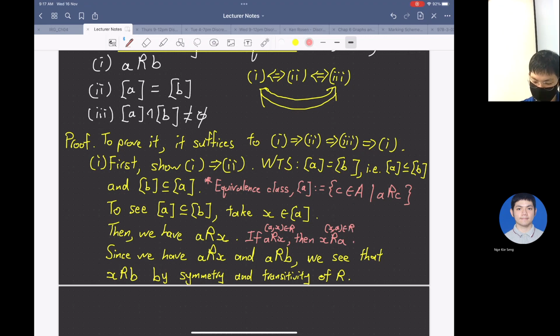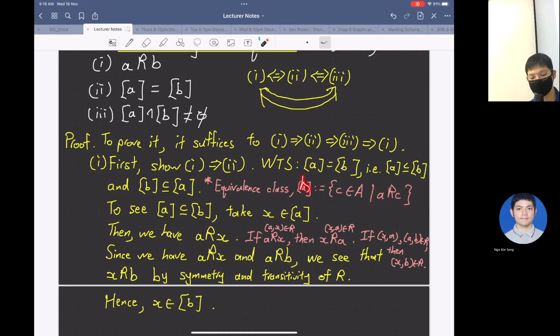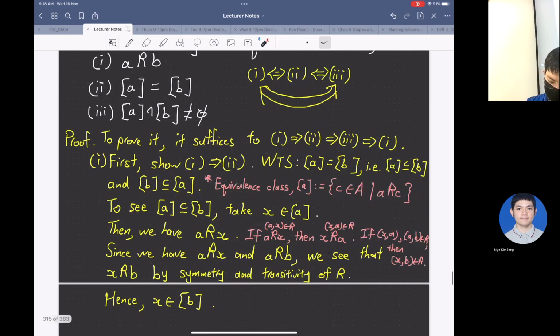And then if (X,A) and (A,B) are in R, then (X,B) is in R. So we got (X,B) in R, hence X is in the equivalent class of B, because X is related to B. So we have shown that any element from the equivalent class of A is an element of the equivalent class of B.